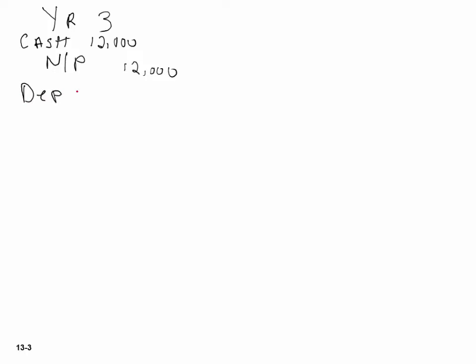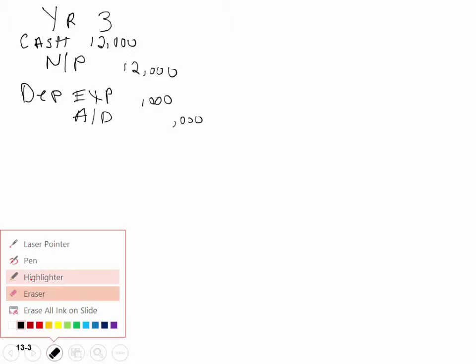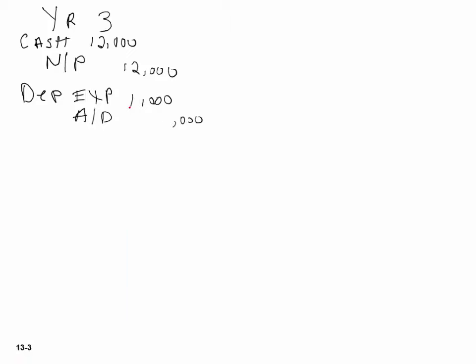Good. Debit depreciation expense for $3,000 and credit what? Credit accumulated depreciation for $3,000. Good. With me so far? I mean, sorry, not 3,000. Thank you. 1,000? Just 1 year? So it's 1,000, right? Sorry about that. Okay, so that's the only journal entries we made this year for these two things that happened, okay?